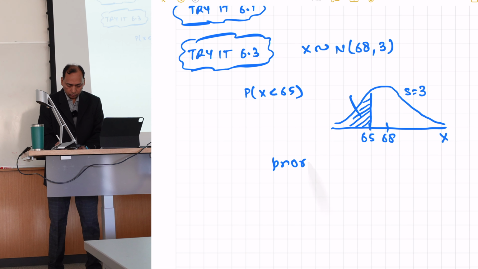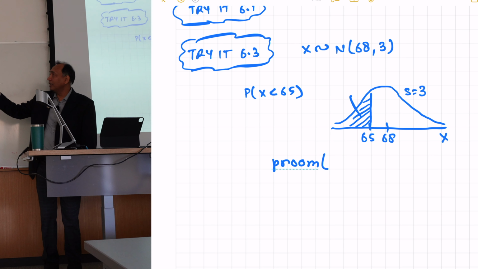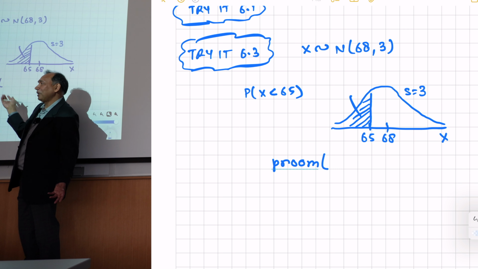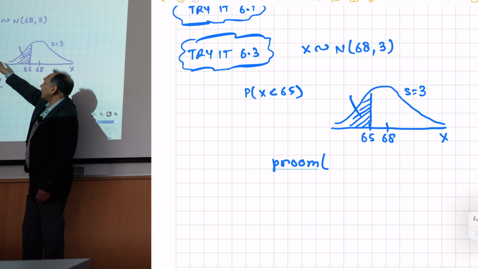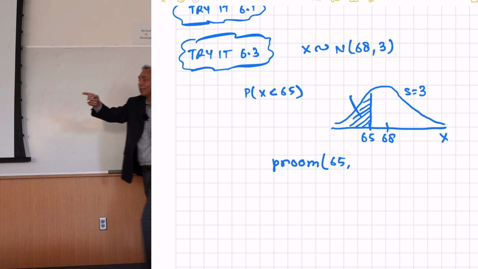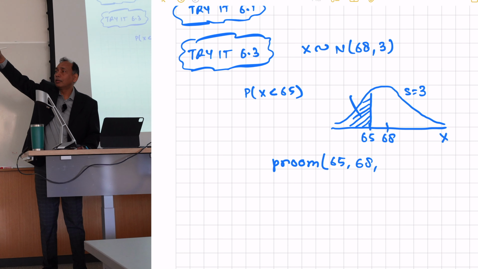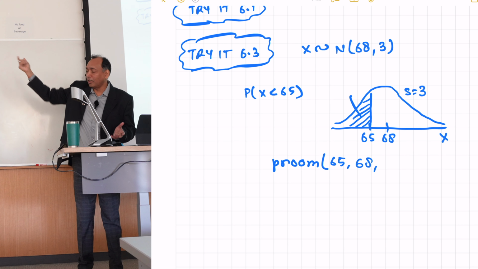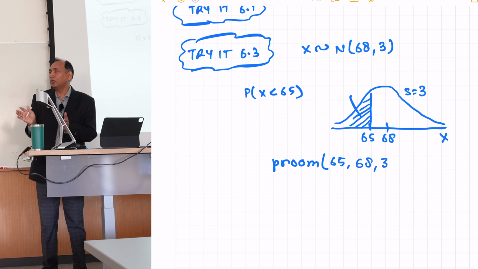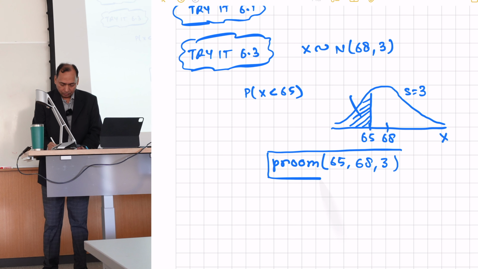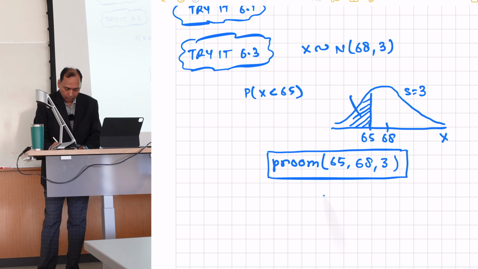pnorm. To calculate this, what should I put as the first number? 65. So we always start with that number. Next, 68 is the mean. Next number? 3, the standard deviation. Because it is left, we don't have to tell it. It is left tail because that's the default. So if you plug in this function, you should get 0.159.